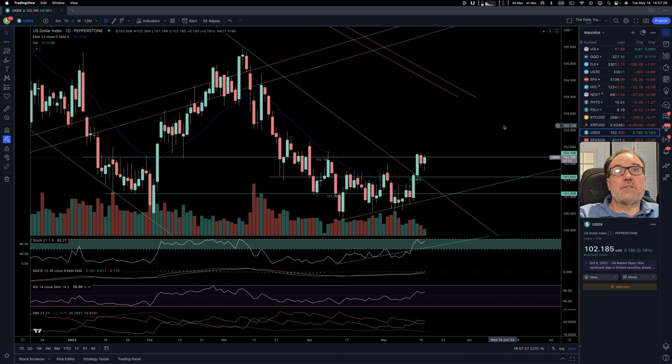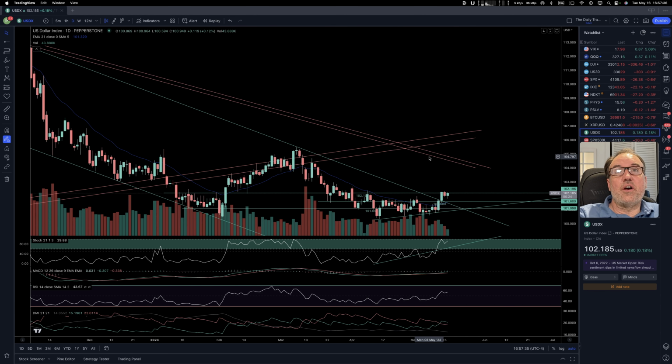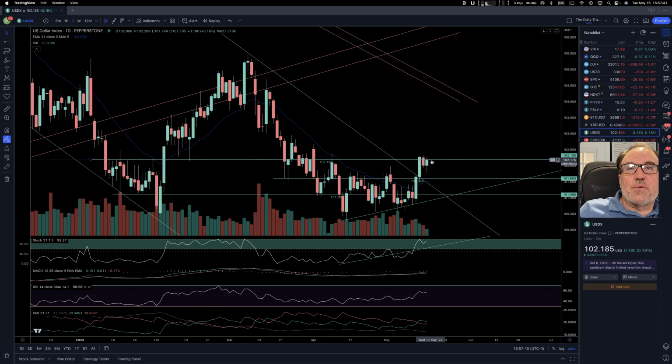And dollar, US dollar, after the little bit of a pullback that we had yesterday, we almost recovered all of that pullback today. So a strong US dollar. This is great to see this.